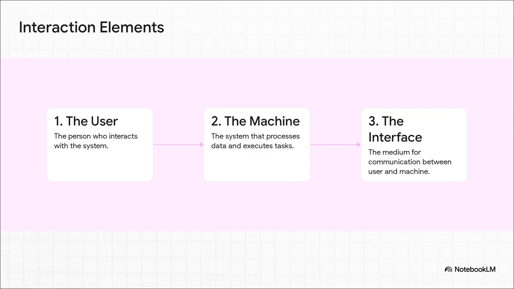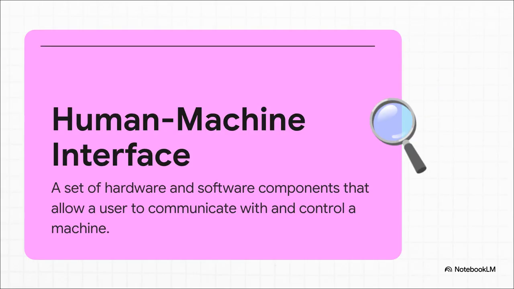The easiest way to think about it is that there are three parts to any interaction. First, you've got the user. That's you, with a goal in mind. Then, you've got the machine, the computer, ready and waiting to do a job. And finally, right in the middle, connecting the two, you have the interface. That's the bridge.